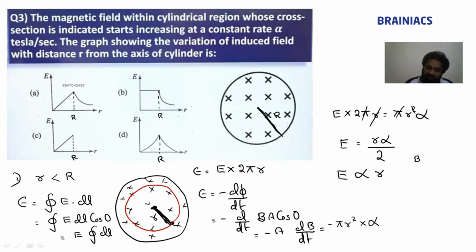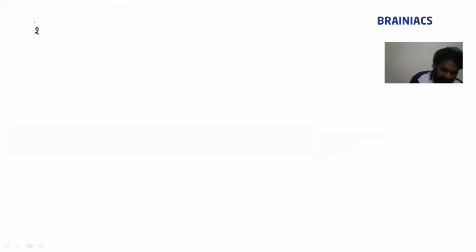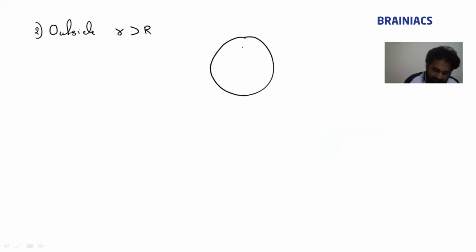So from this itself, we can say that option B is wrong. Option D is also wrong, because directly proportional means straight line. So only possibility is A and C. Now let us see what is going to happen outside. Okay, let us take outside also. Now second case. Second case is nothing but outside, that is r greater than the radius. Suppose this is the cylindrical region where magnetic field is there.